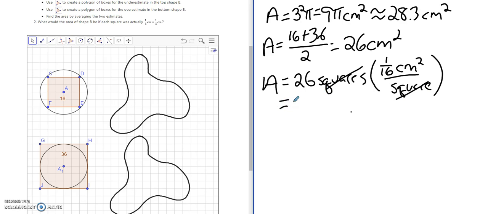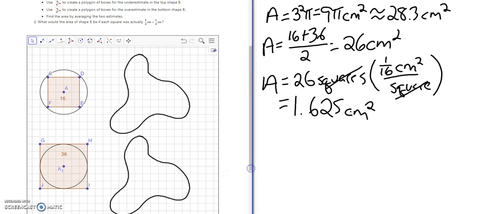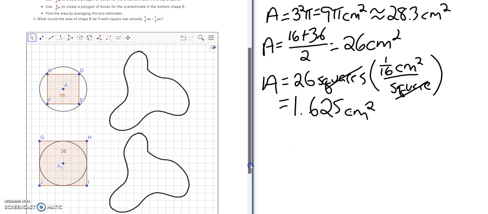Now that would come then to an area of 1 and 625 thousandths square centimeters. So just by changing the size of the squares and what they'd be worth significantly impacts what the overall area is. So do pay attention to what is the size of the grid and what it tells you about the lengths or the area of each square on the grid. It's very, very important.